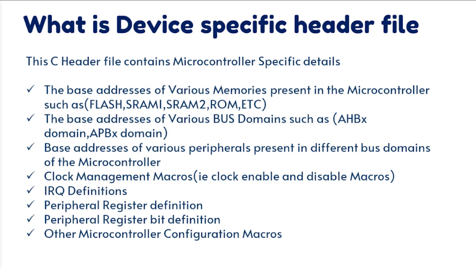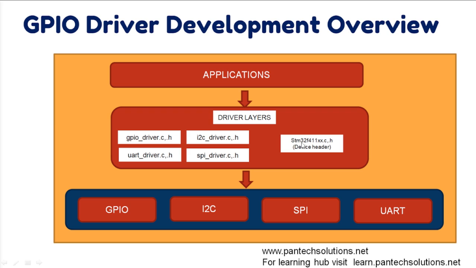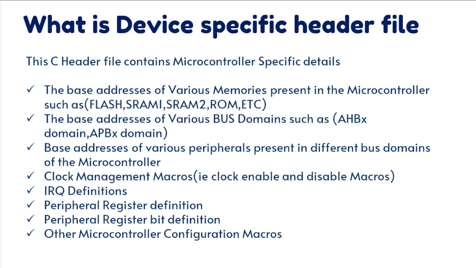So this header file contains the microcontroller specific details. Okay. So if you have some other microcontroller, then it would be STM32F407 or whatever the number may be. Okay. So it is device specific. This header file will have the base addresses of various memories present in the microcontroller, like flash memory, SRAM memory, ROM memory, SRAM2, etc. Okay. Timer control. So everything will be there.